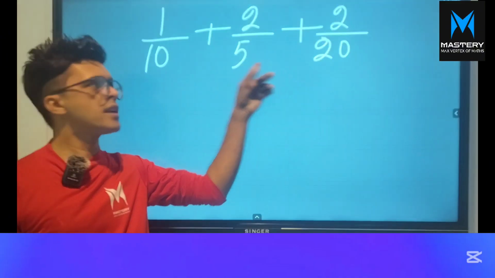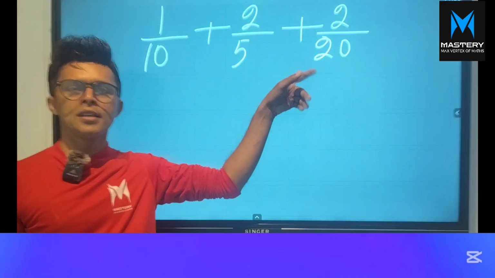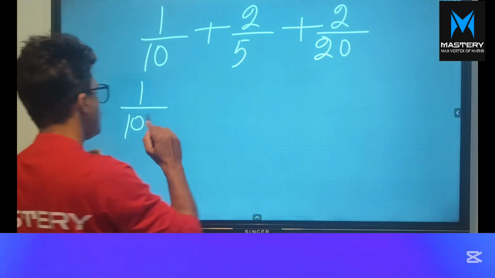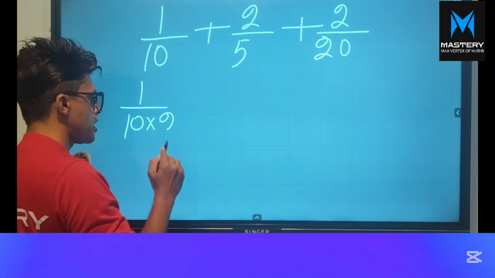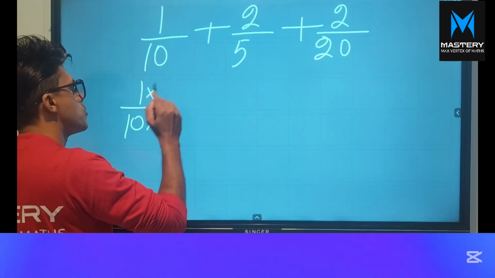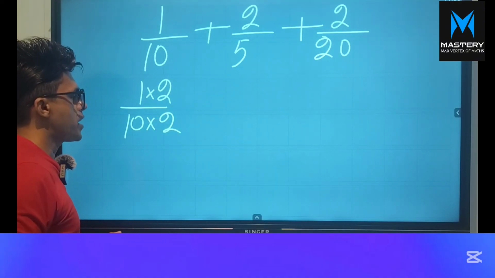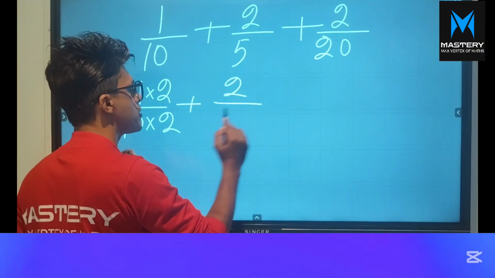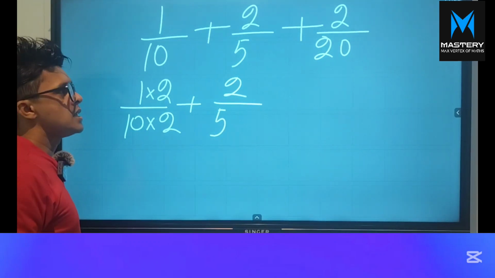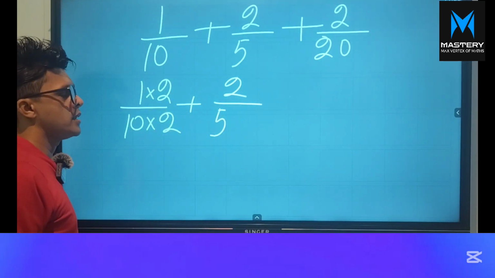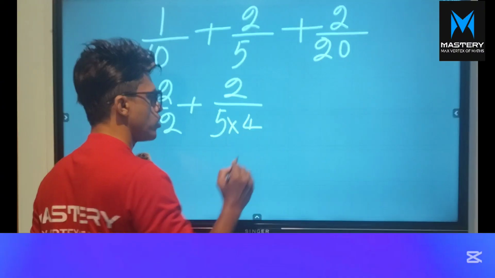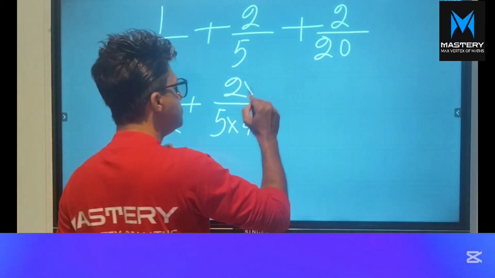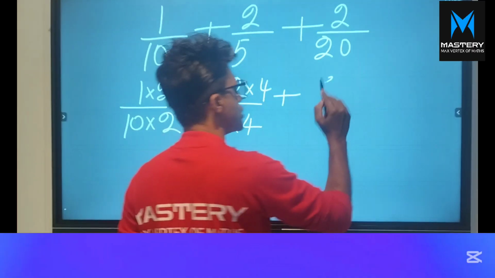That's the reason for multiplying this 5 by 4. 5 times 4 is 20. Then 10 times 2 is 20. So here 20. Therefore, this denominator is multiplied by 2, and 10 times 2 is 20. The numerator as well, you must multiply by 2. Then how can you simplify here? To get 20 here, the denominator is multiplied by 4. 5 times 4 is 20. That's the reason for writing 4 here. The numerator as well. Then 2 over 20.